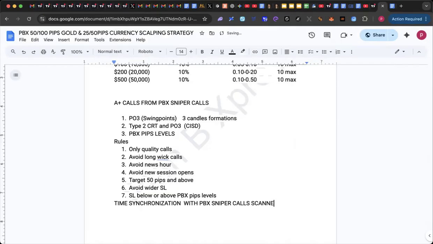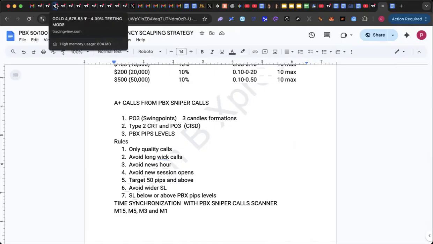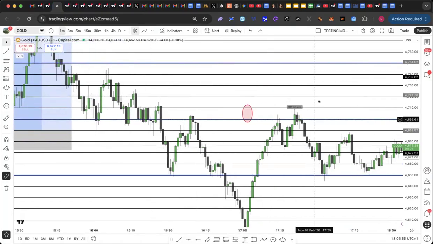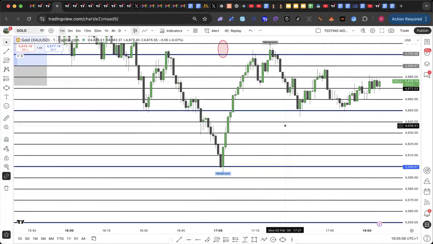Scanner. Okay, so M15. I hope you know that this scanner takes trades in all the timeframes: M15, M5, M3, and M1. Now let me quickly tell you something about this. M1 is just how you refine the market to come down and be able to take trades at a faster level, just like how you see this.